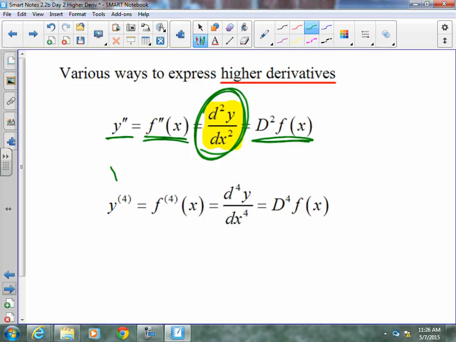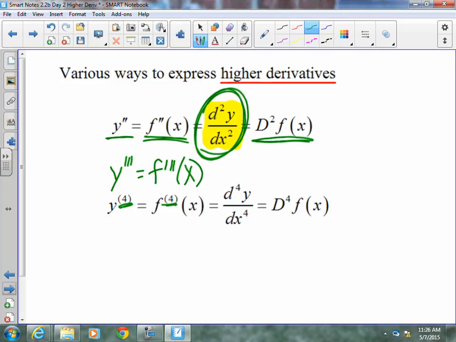Now, the third derivative works the same way, with 3 primes, similarly. But when you get to the fourth, they no longer use apostrophes to mean derivatives. Instead, they put a number in parentheses, and they put it in parentheses to show you that it's not an exponent. So that is something you should be familiar with.